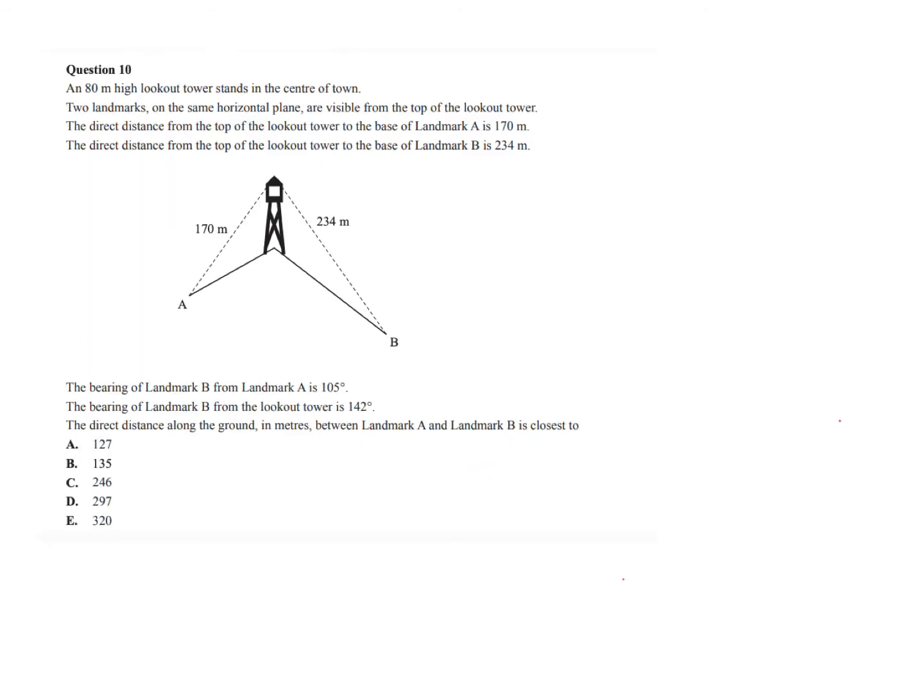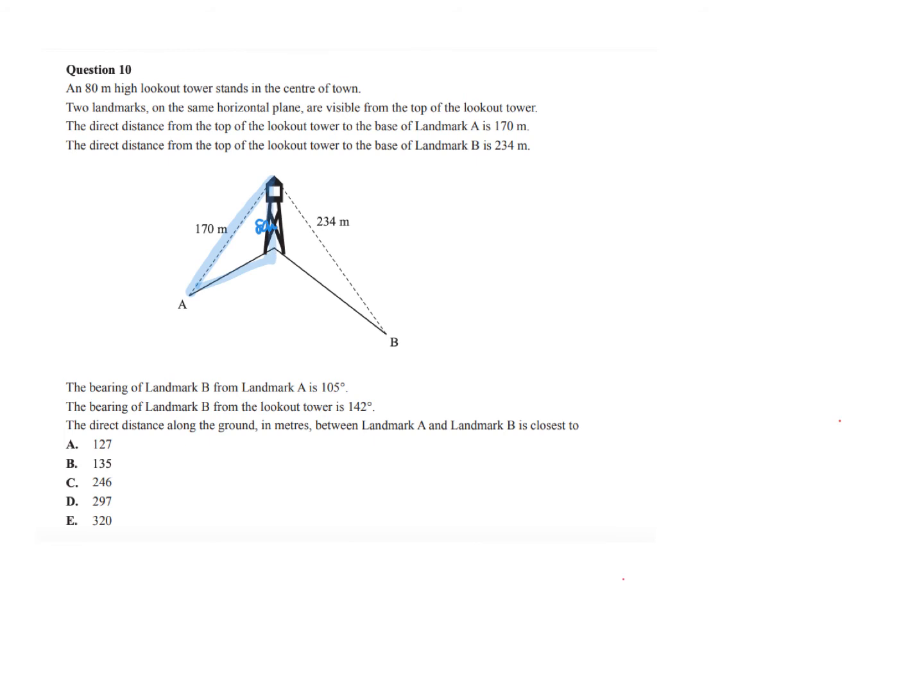An 80-metre high lookout tower stands in the centre of the town. Two landmarks on the same horizontal plane are visible from the top of the lookout tower. The direct distance from the top of the lookout tower to landmark A is 170. So what they've done there is give you a line of vision. When they say 170 and they also said the tower was 80 metres, you are creating a right angle triangle.